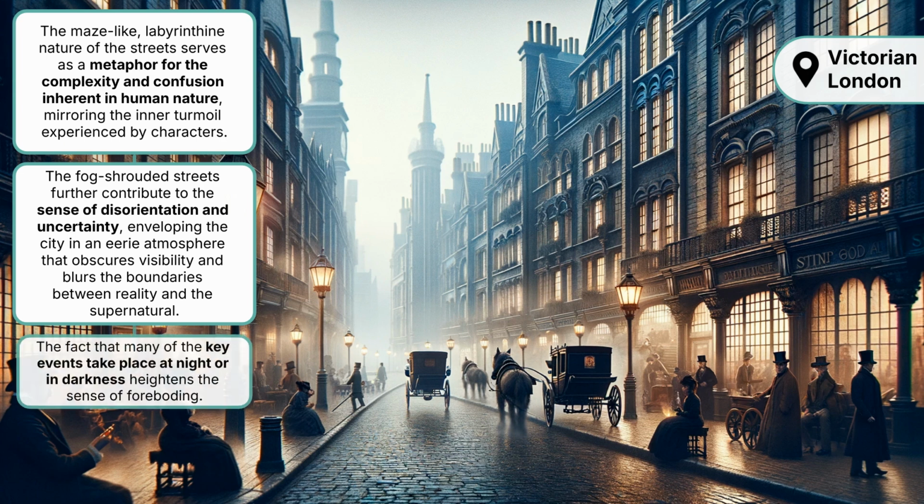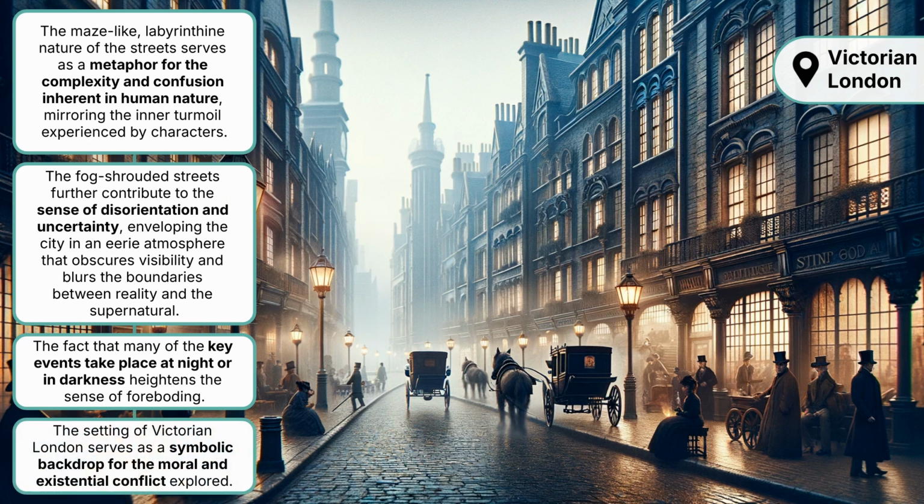Additionally, the fact that many of the key events take place at night or in darkness heightens the sense of foreboding and tension, emphasizing the clandestine nature of the characters' actions and the sinister undercurrents lurking beneath the surface of Victorian society. In this way, the setting of Victorian London serves as a symbolic backdrop for the moral and existential conflicts explored in the novella, highlighting the pervasive sense of moral ambiguity and moral decay that permeates the narrative.